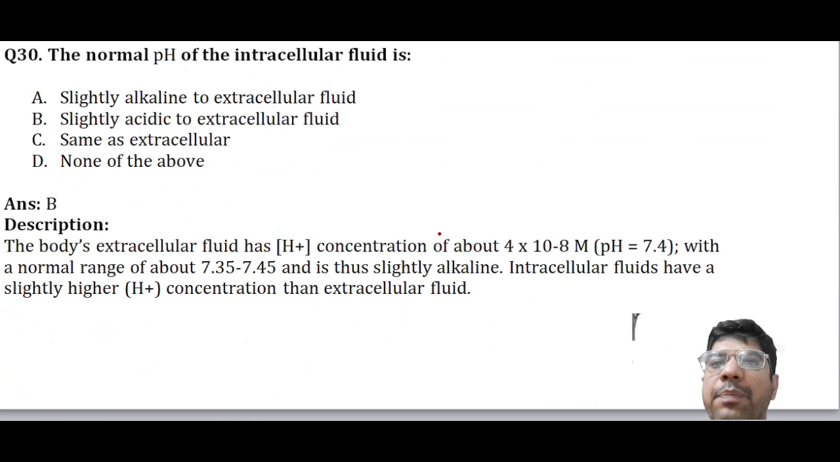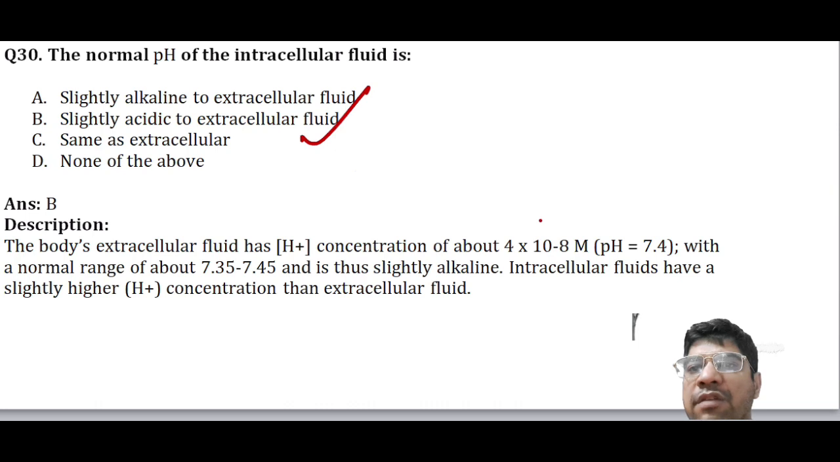The normal pH of intracellular fluid is slightly acidic compared to extracellular fluid. So the normal pH of intracellular fluid is slightly acidic as compared to the extracellular fluid. The extracellular fluid is alkaline with a pH of around 7.4, while the intracellular fluids have a slightly lower pH. So B is your answer.